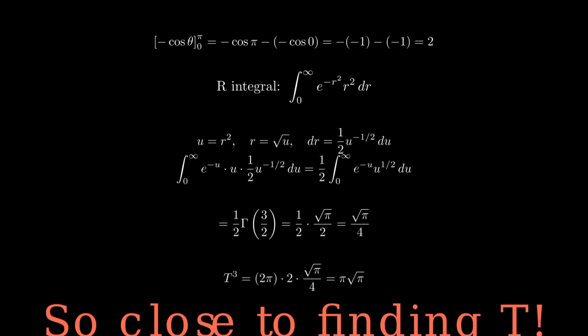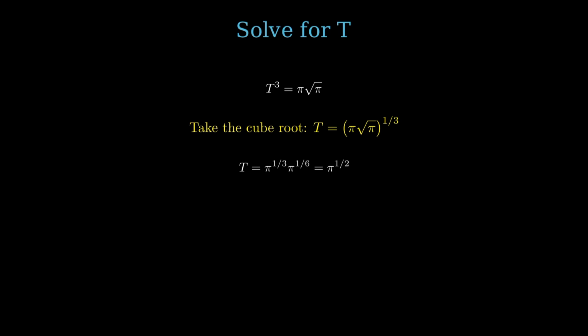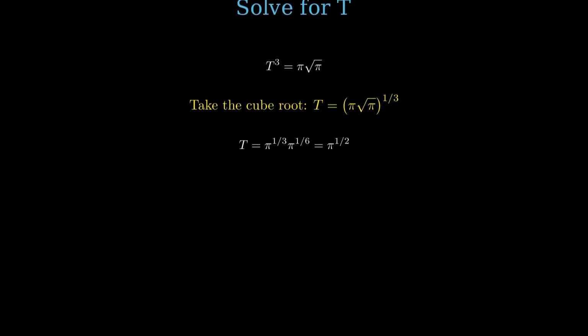Here we are at the finish line. We've found that t cubed equals pi times the square root of pi. To get t, we just take the cube root of both sides. So t equals the cube root of pi times pi to the 1/2, which simplifies to pi to the 1/3 times pi to the 1/6, or simply pi to the 1/2, which is the square root of pi.